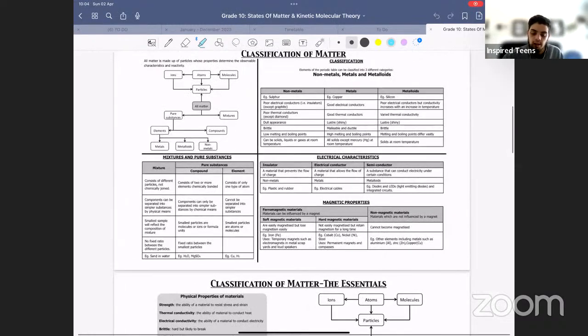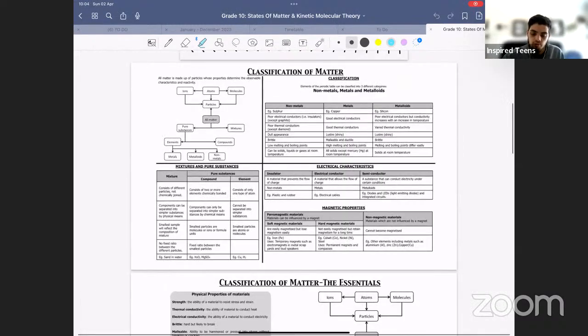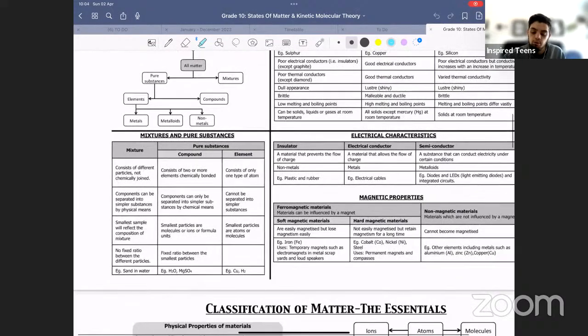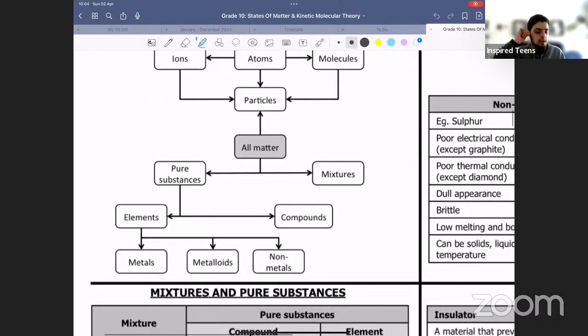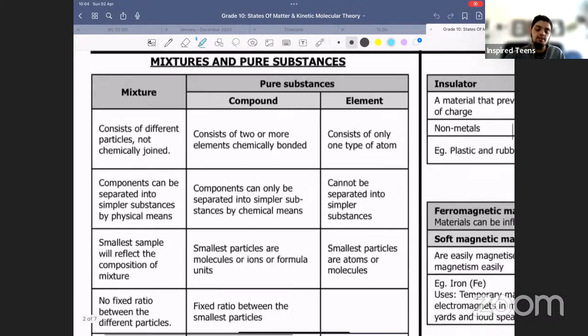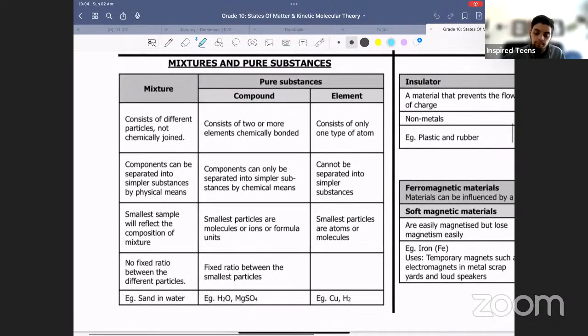Let us look at mixtures and pure substances. This is now when we're discussing all types of matter. How do they split into pure substances and mixtures, and what are we looking for exactly? So in a mixture, reading the first line, it consists of different particles not chemically joined.